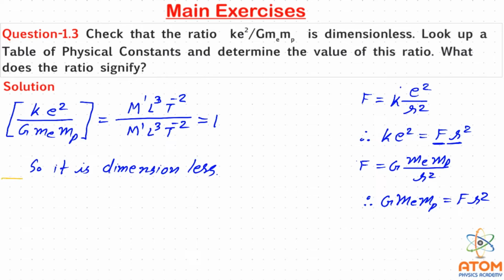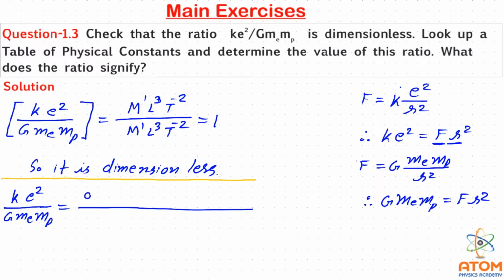Now we will find out the value of this ratio given. So let me write it. It is k e square upon G me and mp. Now I will put all the values. K is obviously 9 into 10 raised to 9, and e square, e is charge of electron, 1.6 into 10 raised to minus 19 and whole square.